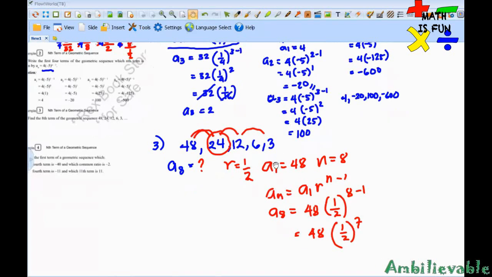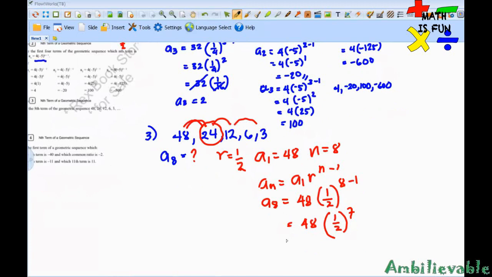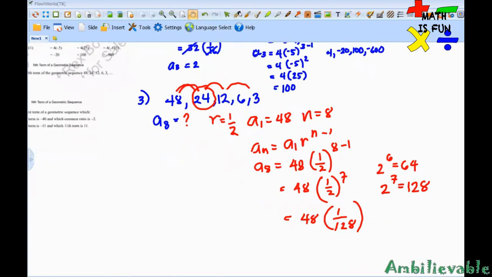So let us try. We have 1 raised to 7 is 1. And 2 raised to the power of 7 is what? If 2 raised to 6 is 64, then 2 raised to 7 will give you 128. Right? So 64 times 2 is 128. Okay, so therefore, we have 48 over 128.